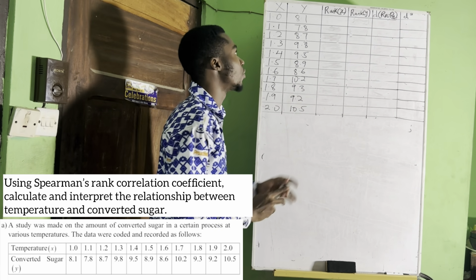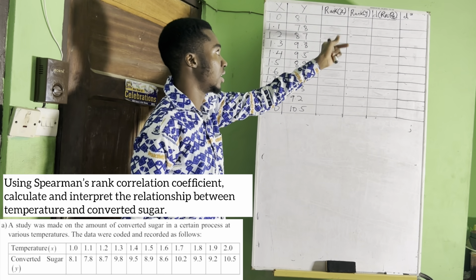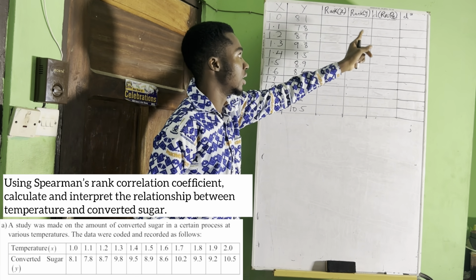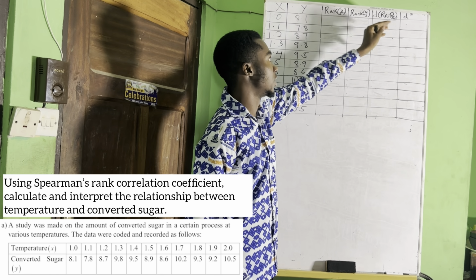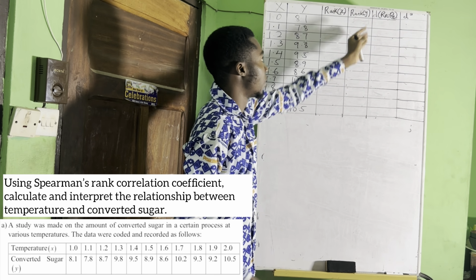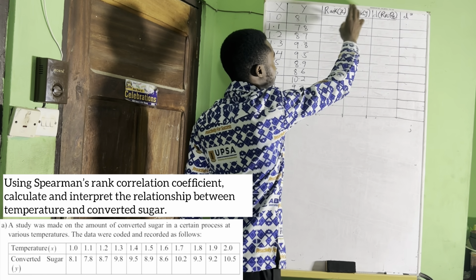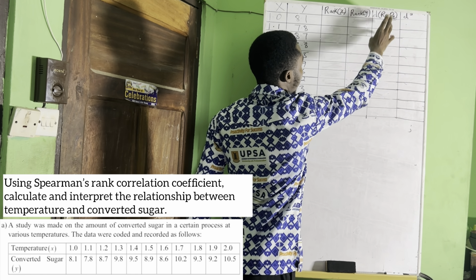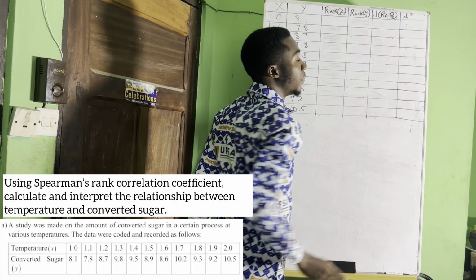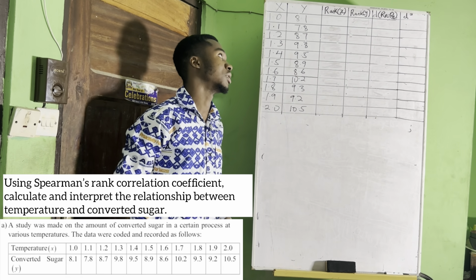Then the next one is the rank of x. Then the next one you write is the rank of y. And the next one, d into brackets, that's the rank of x minus the rank of y. So whatever you get for here, you subtract it minus this one, you get it. Then after you get those ones, you are going to square them. You get it. So don't worry, we are going to do it step by step.